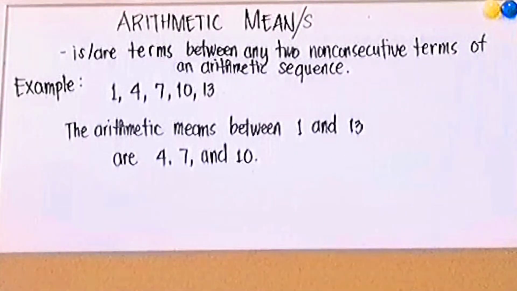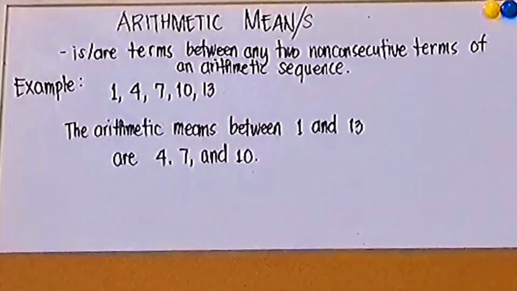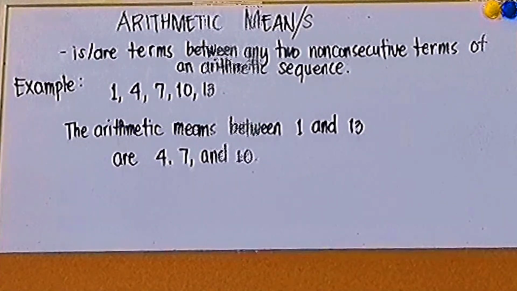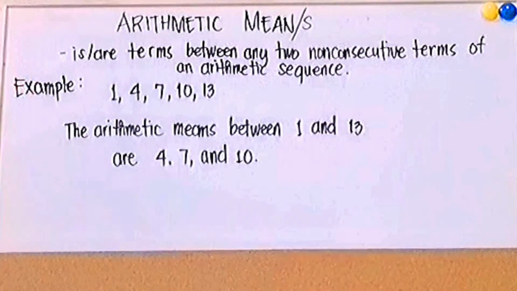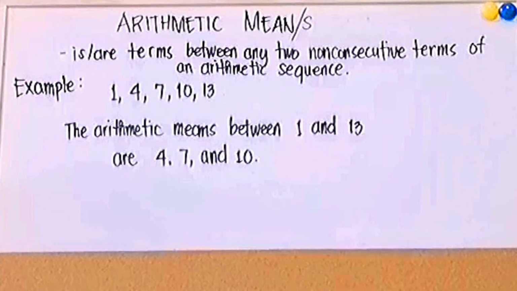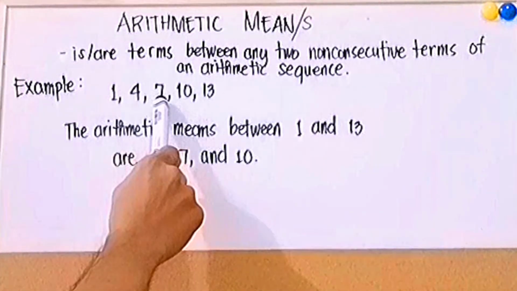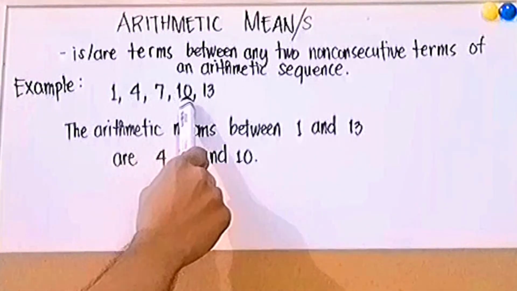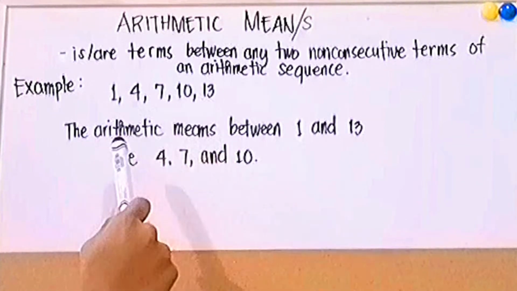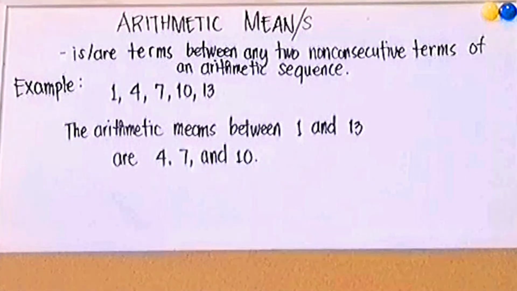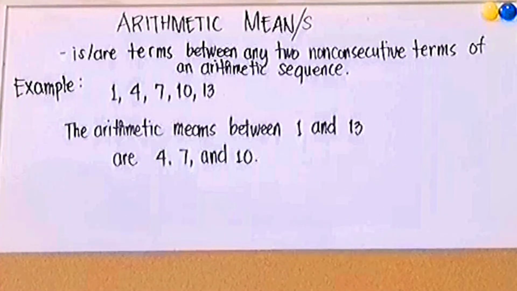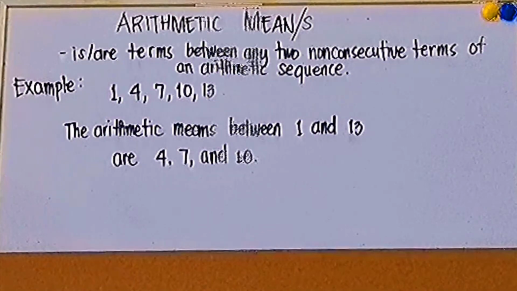Next, let's try to know what is arithmetic mean or arithmetic means. Is or are terms between any two non-consecutive terms of an arithmetic sequence. When we say non-consecutive terms, pasabot ana, wala nagsunod. For example, 1 and 7, 4 and 10, 7 and 13, 1 and 10, 1 and 13 are non-consecutive terms. Kaya wala silang gasunod.